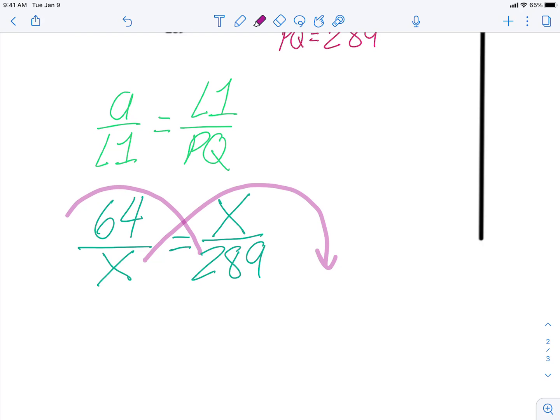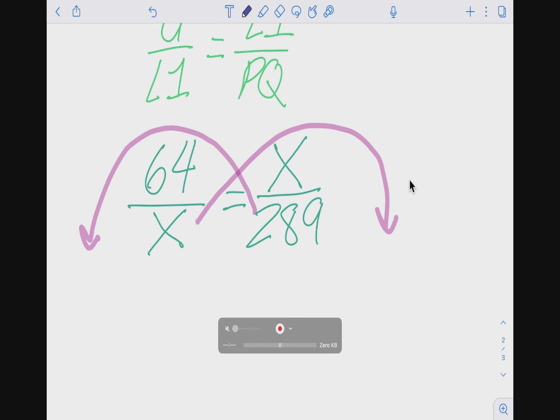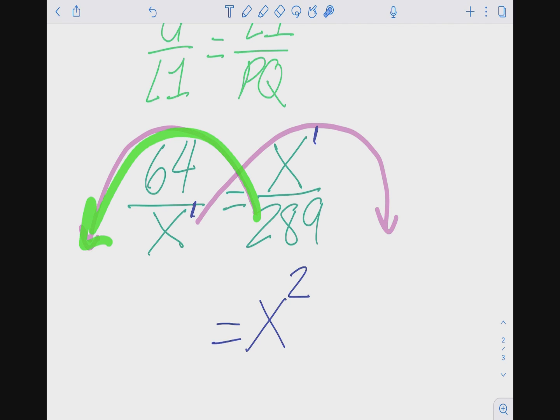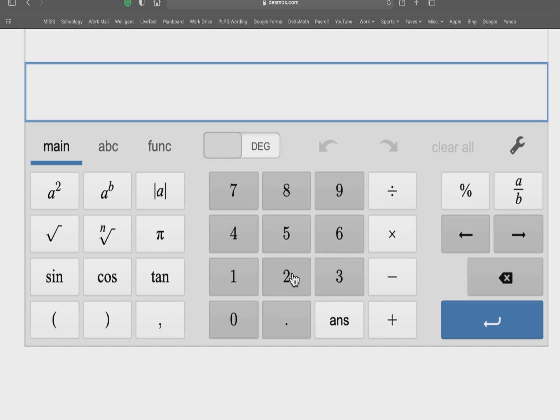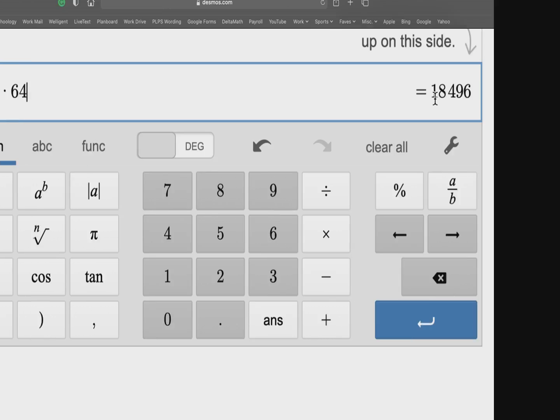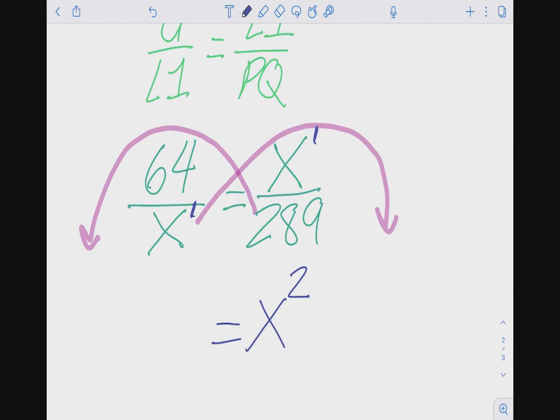X times X and 289 times 64. We're going to use our calculator to multiply 289 times 64. Well, the easy part is X times X, so X times X is equal to X to the power of 2, because let us remember that this is X to the power of 1, X to the power of 1, and 1 plus 1 is 2. Now, let us do 289 times 64. We're going to go over here and we're going to say 289 times 64 gives us 18,496.